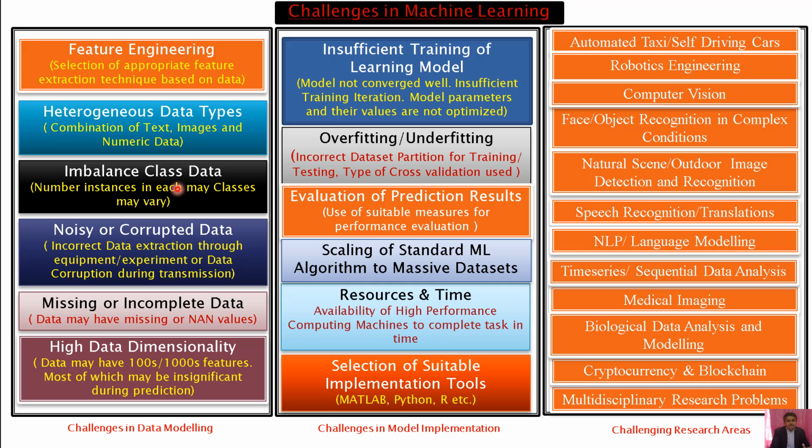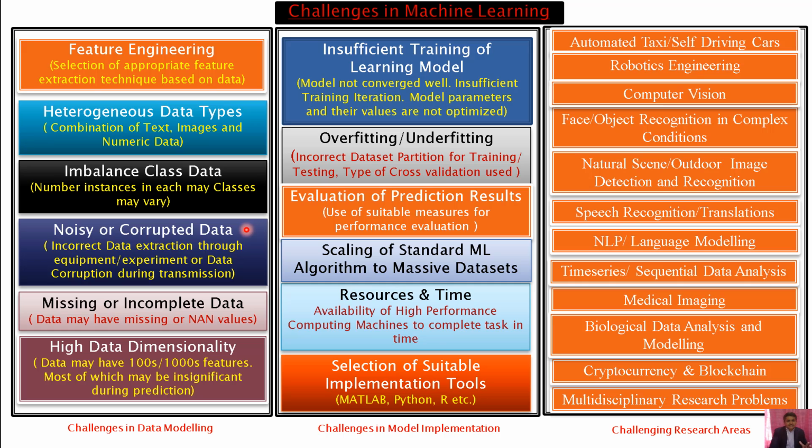The next is imbalanced class data. Sometimes when we have gathered data, the number of classes in our experiment may vary. The number of instances in each class may also vary. This may cause an issue while we are modeling for a particular problem. So imbalanced class data may cause problems while we are implementing machine learning models for different tasks.